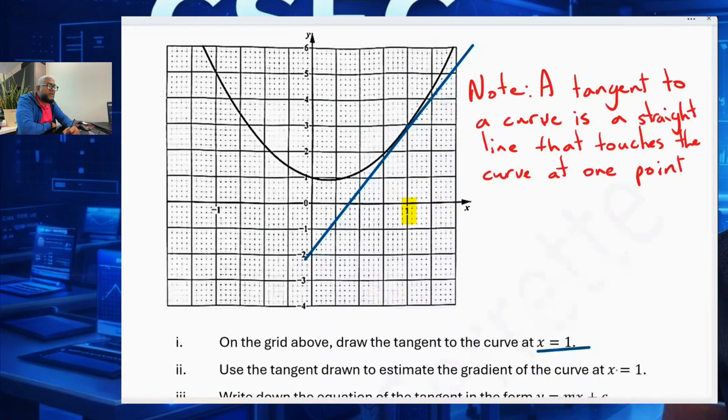Then they said use the tangent drawn to estimate the gradient of the curve at x is equal to 1. So if I want the gradient of the curve at x is equal to 1, I have the coordinates of this point. What will be the coordinates of this point? What is the value on the x-axis? 1, comma 3. So we have one coordinate on that line, right?